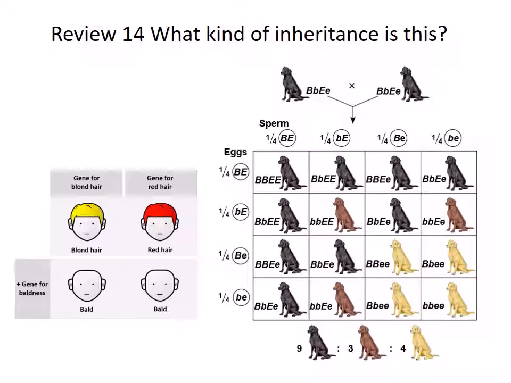The Labrador Retriever example is a little bit more complicated. So take a second to see if you can figure that one out. So you can get a black Labrador if they have at least one big B and at least one big E. Chocolate Labs, or the brown ones, right? They have to have little b, and then at least one big E. And then yellow Labs can have whatever in the B area, but they need to have two little e's. So that is another example of epistasis.